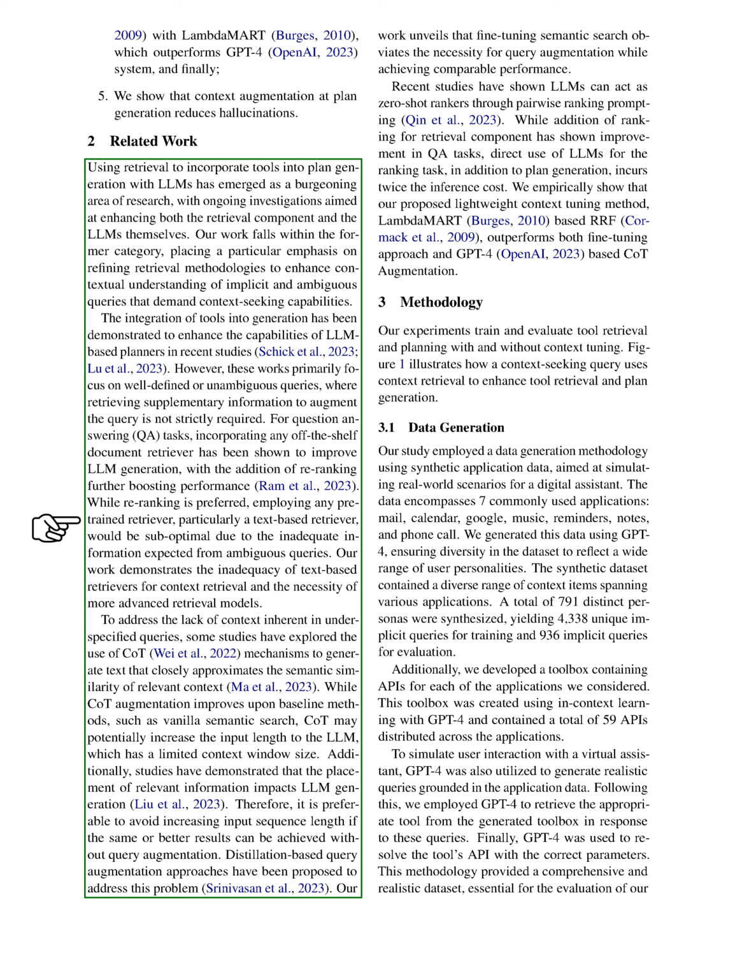The use of retrieval to incorporate tools into plan generation with LLMs is a growing area of research. Our work focuses on improving retrieval methodologies to enhance the understanding of implicit and ambiguous queries that require context-seeking capabilities. While incorporating tools into generation has been shown to enhance the capabilities of LLM-based planners, these studies mainly focus on clear or unambiguous queries. For question-answering tasks, using any document retriever has been shown to improve LLM generation, with re-ranking further boosting performance. However, using a text-based retriever may not be optimal due to the inadequate information expected from ambiguous queries. Our work shows the inadequacy of text-based retrievers for context retrieval and the need for more advanced retrieval models.